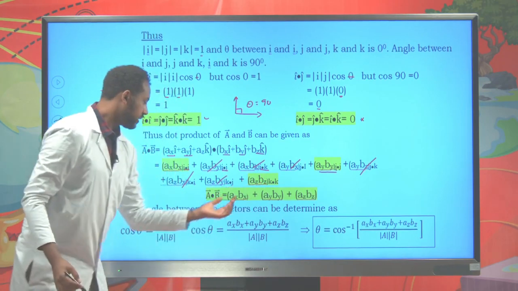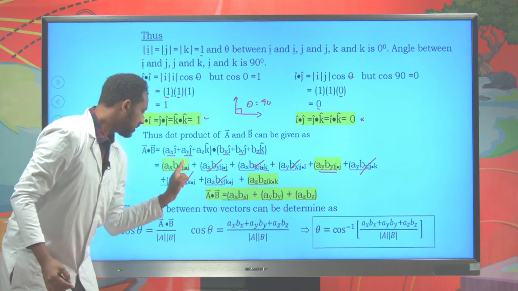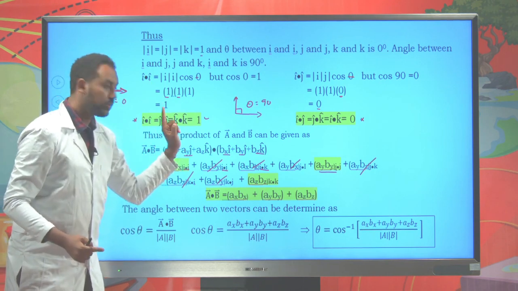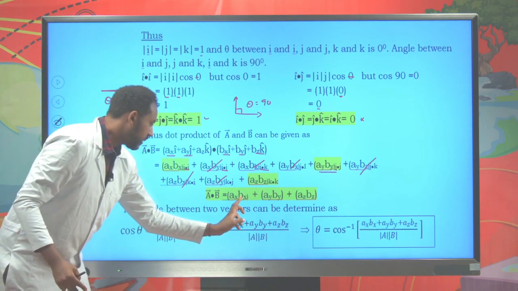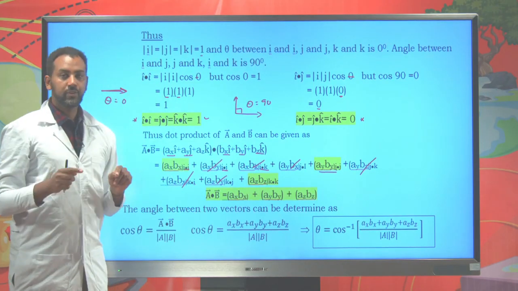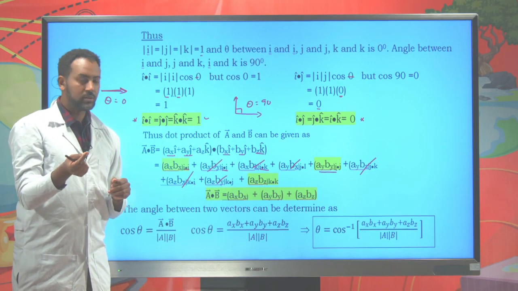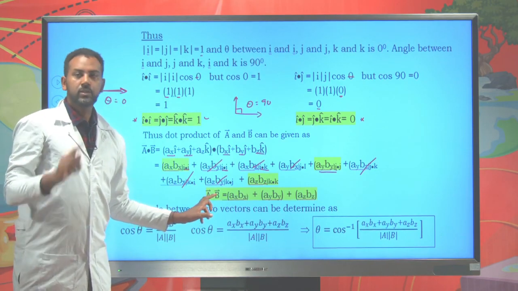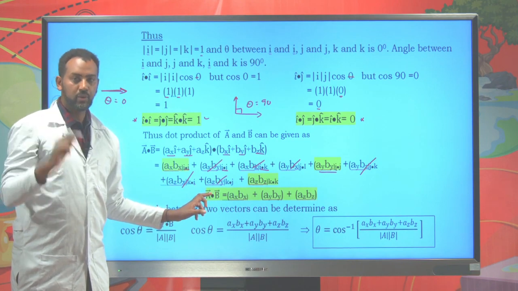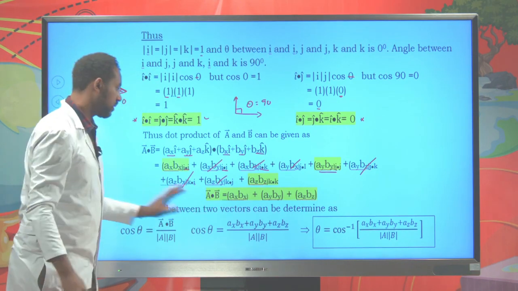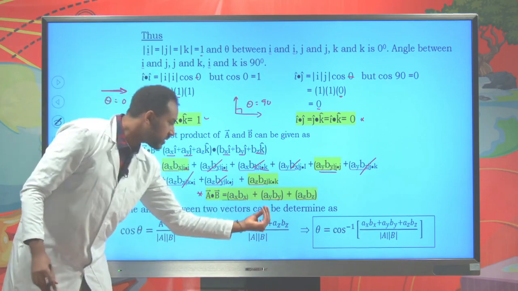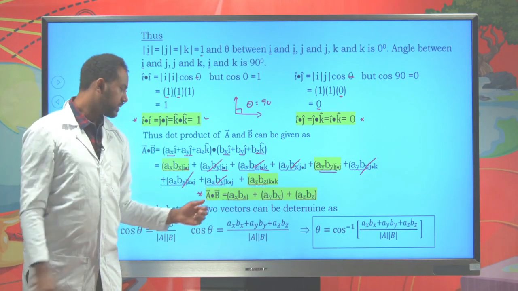The only thing left is Ax Bx times i dot i, which is 1. We know that i dot i, j dot j, k dot k is 1. Therefore, the result is AxBx plus AyBy plus AzBz. So don't forget that whenever two vectors are given in unit vector notation, the dot product is just multiplying the coefficients: Ax with Bx, Ay with By, Az with Bz. That's all. That's how we determine the dot product of two vectors, and this results in a scalar.